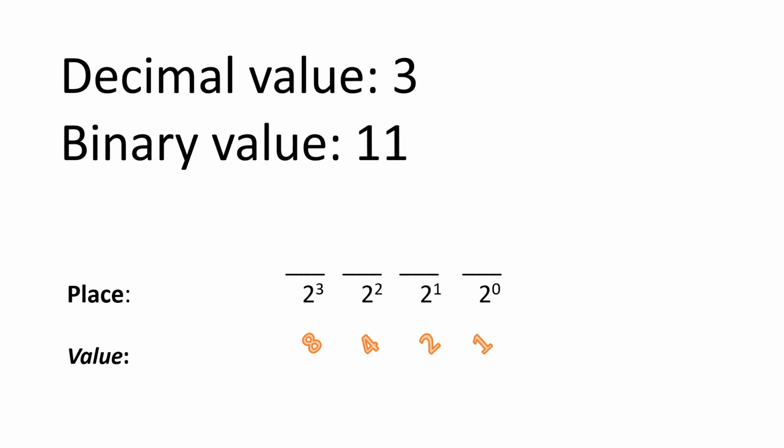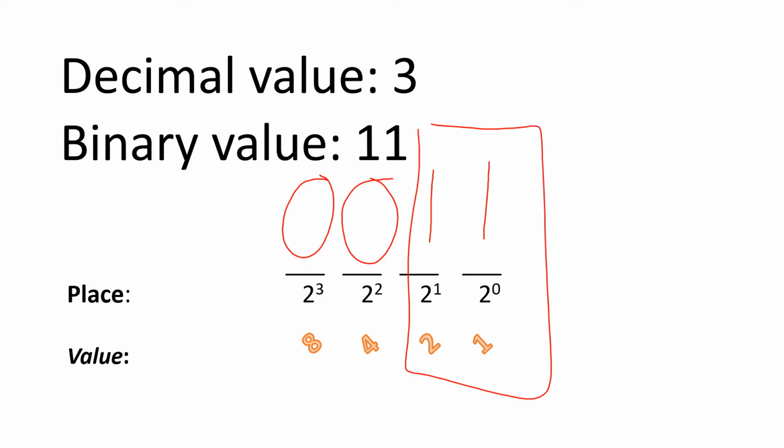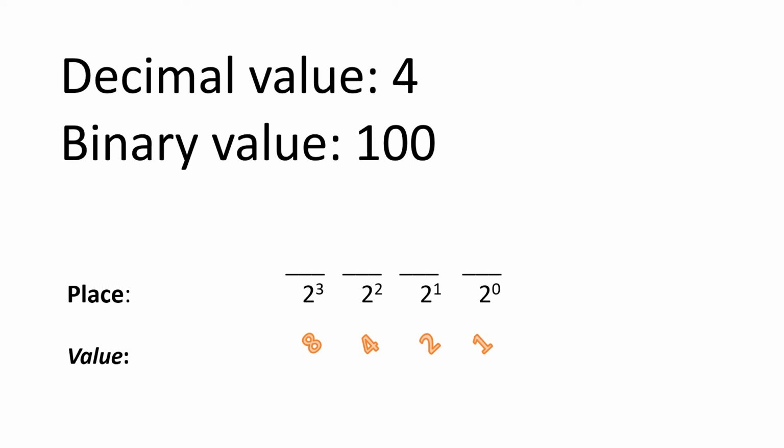Okay, let's look at 3. There's 0 8's, 0 4's, but there is 1 2, and there is 1 1. 2 plus 1 equals 3, and 3 is represented in binary by a 1 in the 2's place and a 1 in the 1's place. So 11 in binary is actually 3 in decimal. Isn't that crazy? Okay, going on.